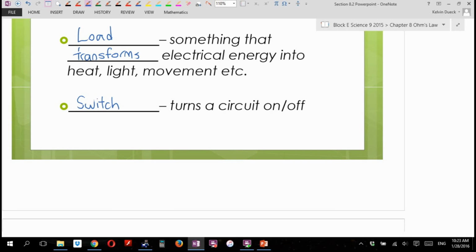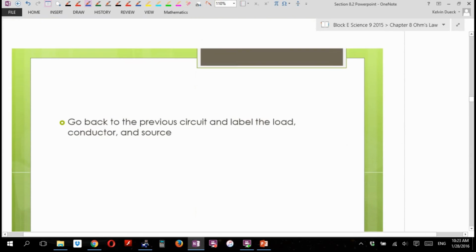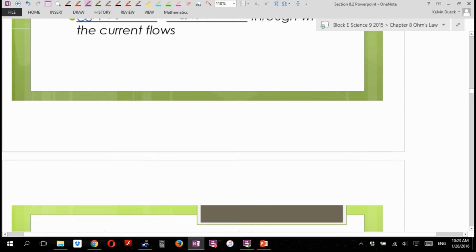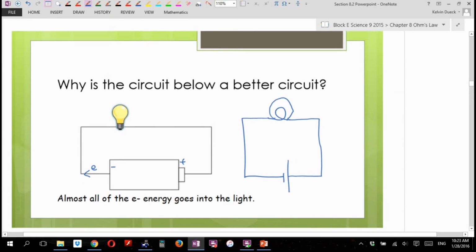In fact, I'm bad that way. Too often when I'm drawing circuits, I'll forget to include a switch because I'm just thinking, when the battery's dead, it's switched off, which I guess is true. So if we go back to the previous circuit, right here, label, which of these is the load? So which of these is the source?